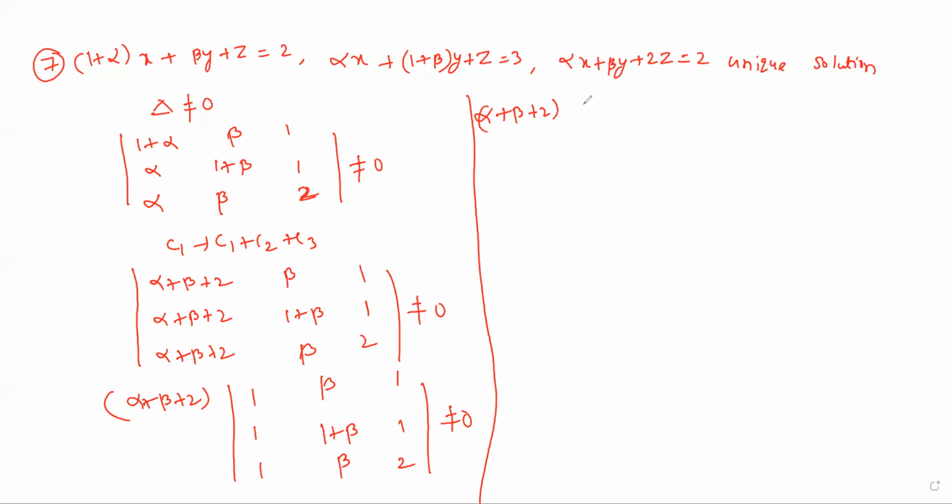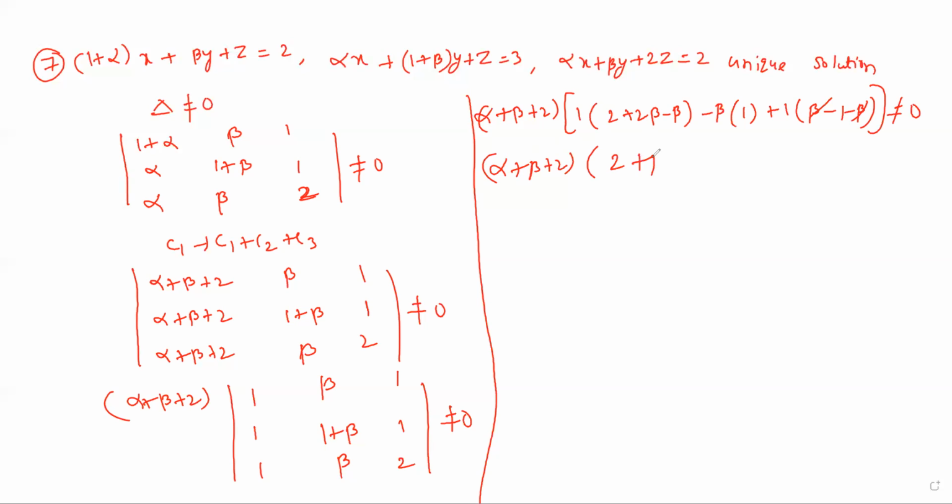Alpha plus beta plus 2 into, by expanding, 1 into ((1 plus beta) into 2), that is 2 plus 2 beta, minus beta. Now minus beta, and along row 1 you can expand: delete row 1 and column, 2 into 1, that is 2, minus 1, that is 1. Last plus 1 into (beta minus 1 minus beta). Beta gets cancelled, it is not equal to 0. Now alpha plus beta plus 2 into (2 beta minus beta), that is beta.